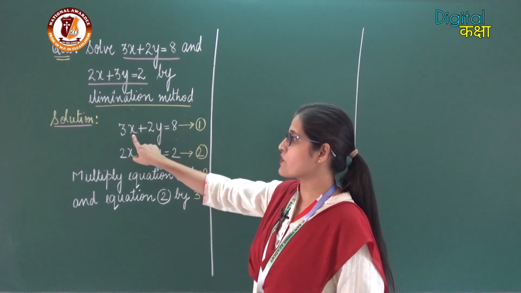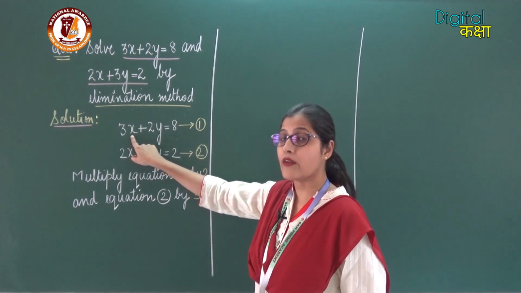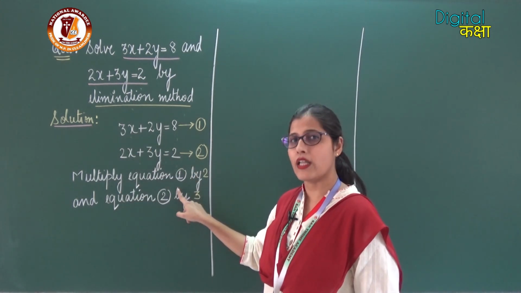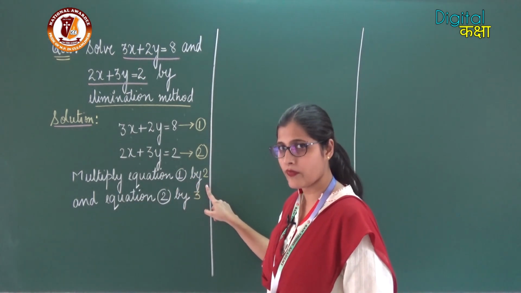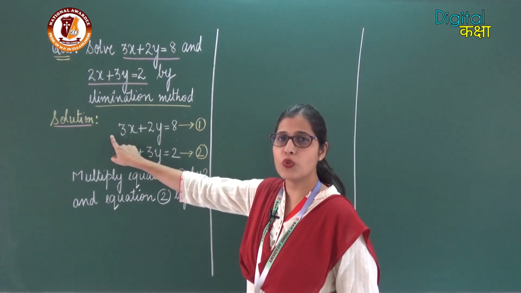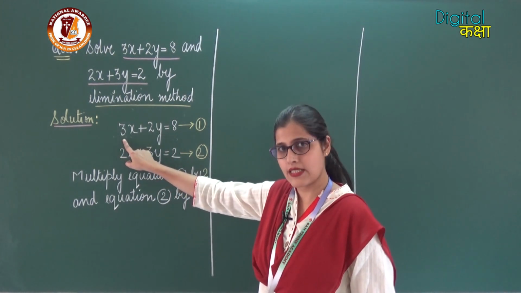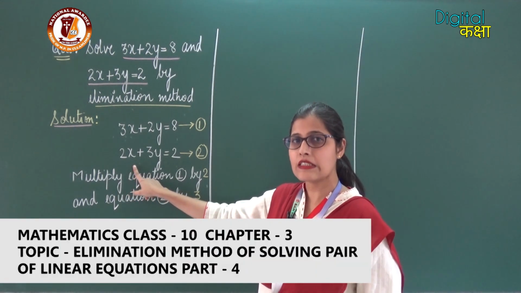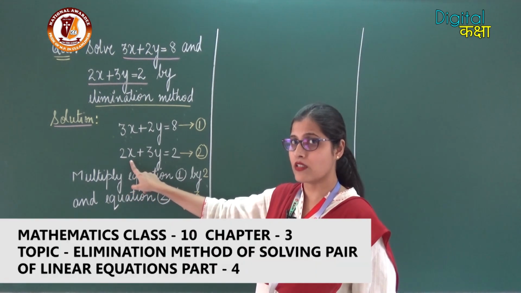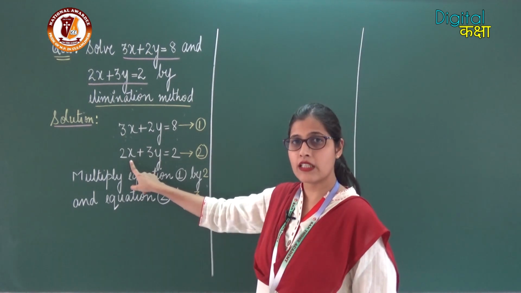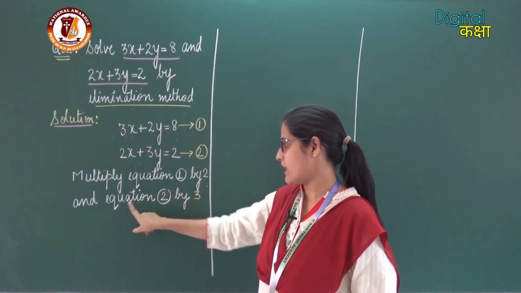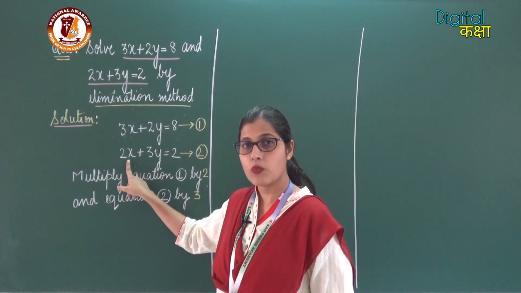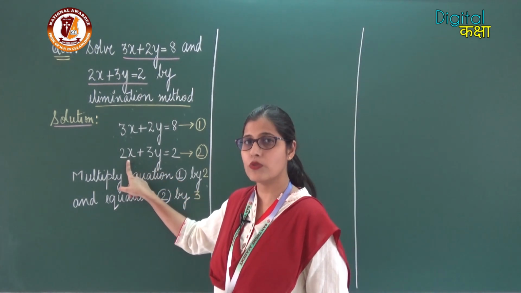To make the coefficient of x as 6 in equation 1, we need to multiply equation 1 by 2, as 3 into 2 equals 6. Similarly, to make the coefficient 6 in the second equation, we will multiply equation 2 by 3, as 2 multiplied by 3 also equals 6.